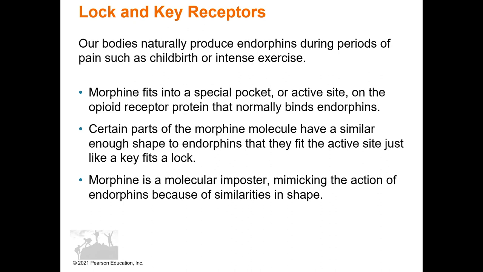The active site on the receptor is very specific, and this is really similar to the active site of an enzyme. If the substrate does not have the right structure, then the substrate cannot bind to that active site. So if the structure of morphine changed just a little bit, then it would not bind to the active site on the receptor, and so then no more feelings of euphoria.